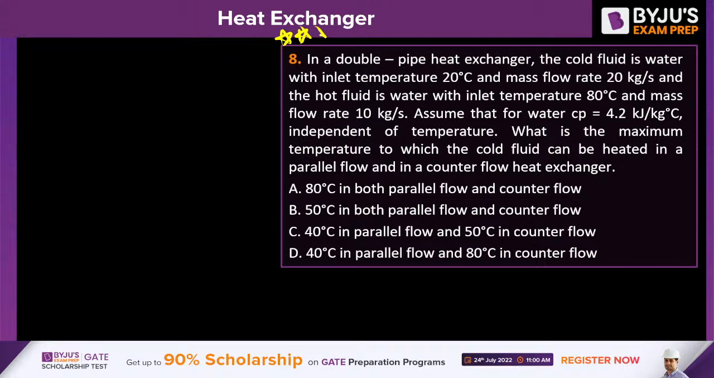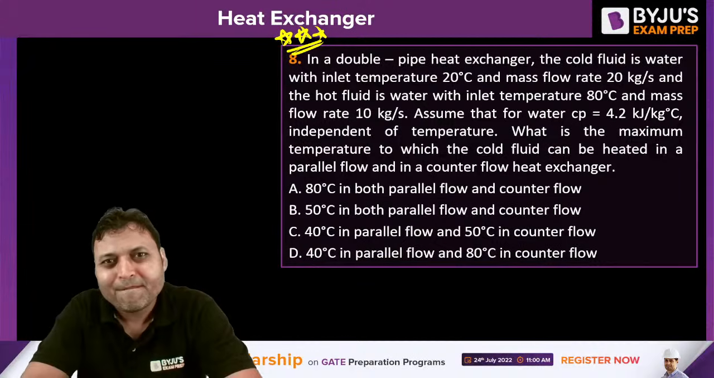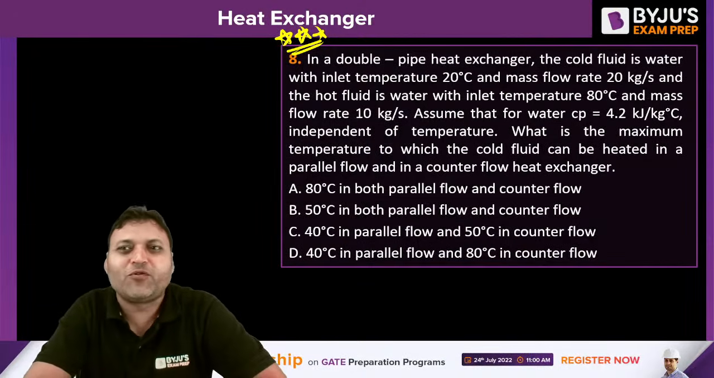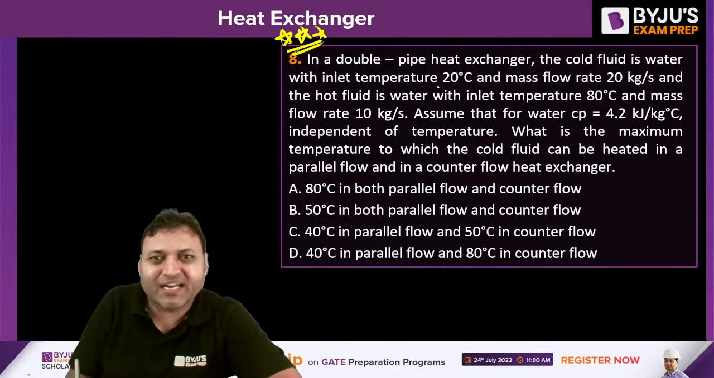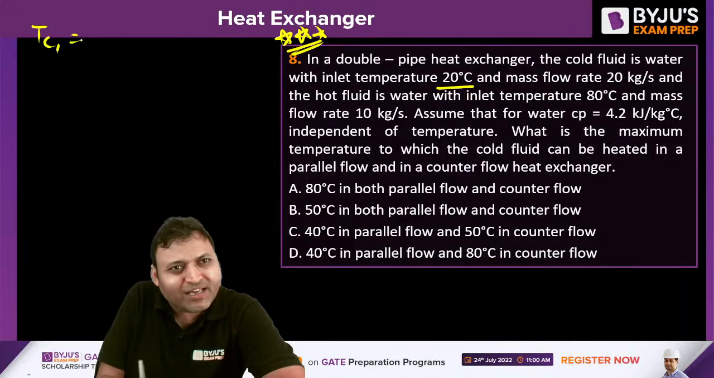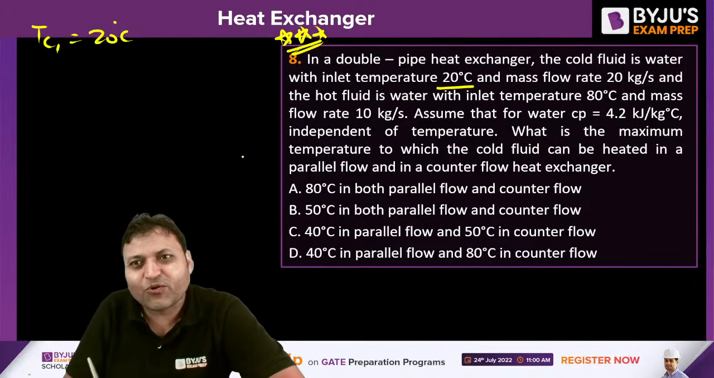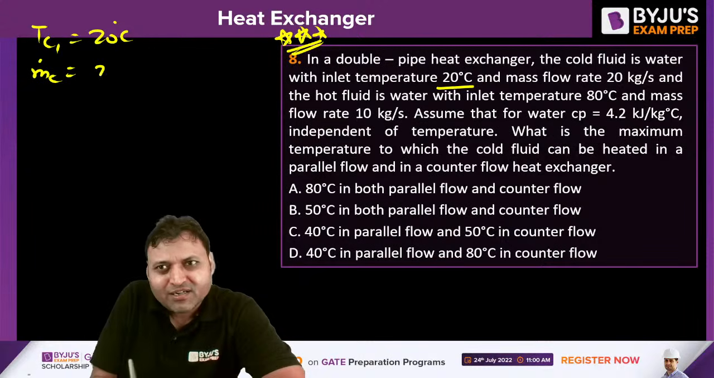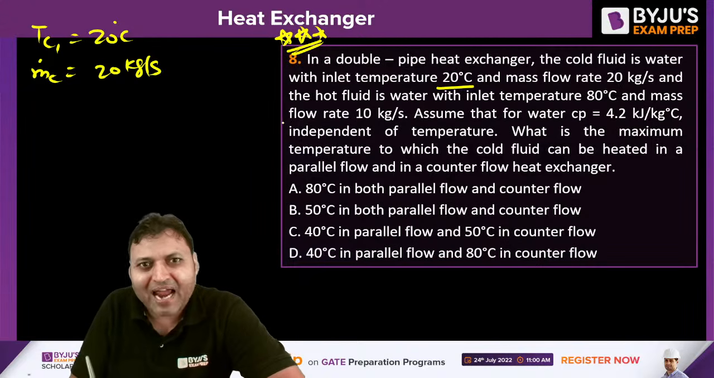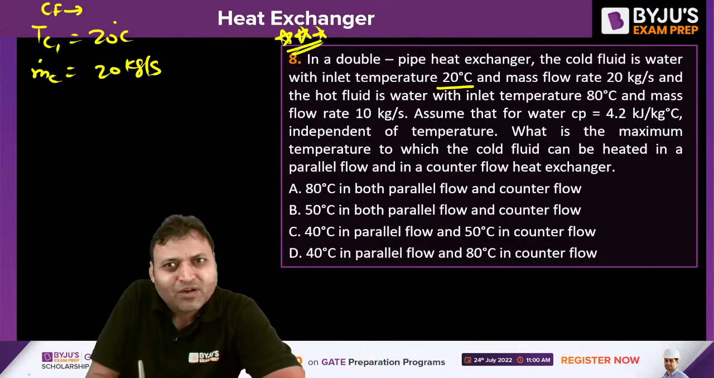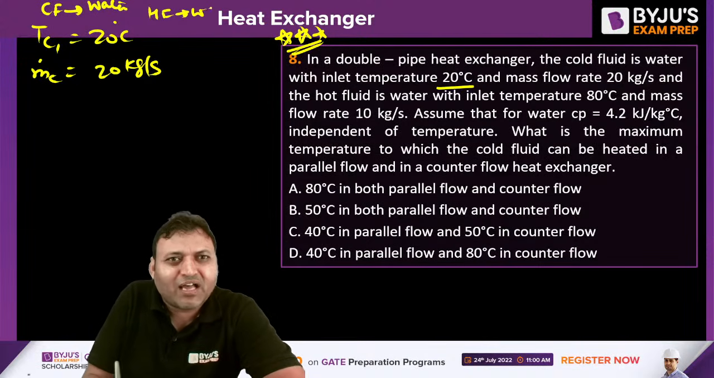Question number 8. Now it is your turn to solve this one. I want you guys to solve this question. In a double pipe heat exchanger, the cold fluid is water with inlet temperature 20 degrees Celsius. That is TC1 is 20. And mass flow rate, that is m.c, 20 kg per second. And the hot fluid is also water. So specific heats are the same.